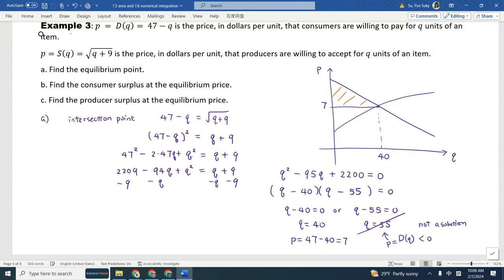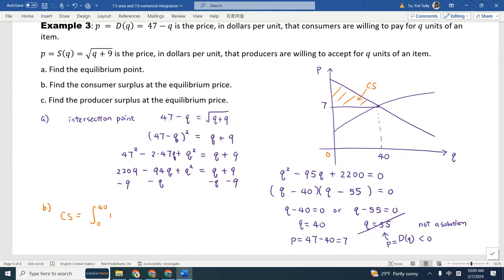Consumer surplus, right there. So CS is the integral. Where's X? Where to where? I mean, what is the Q? So we want to compute this area, 0 to 40. And then we use the upper function minus the lower function. Upper function is the demand, right?